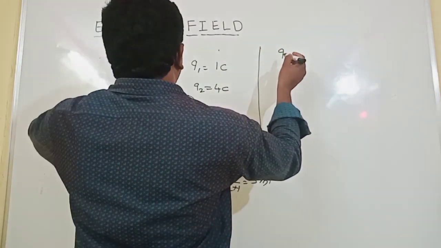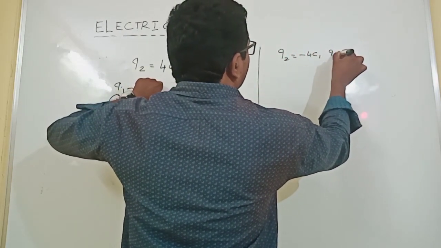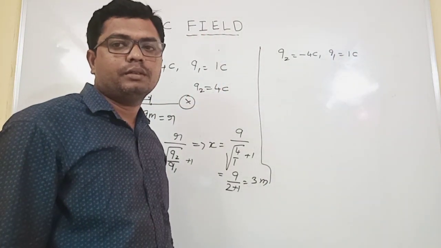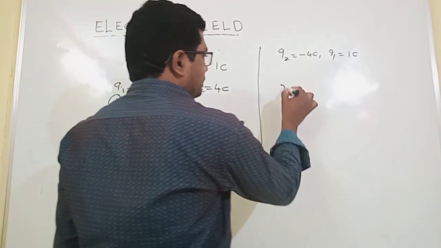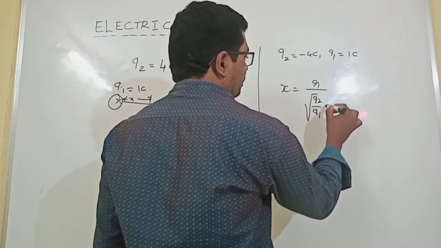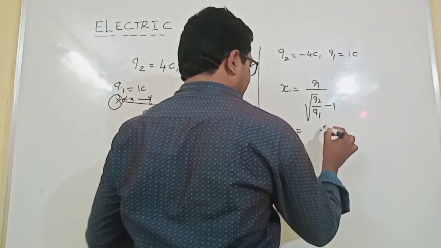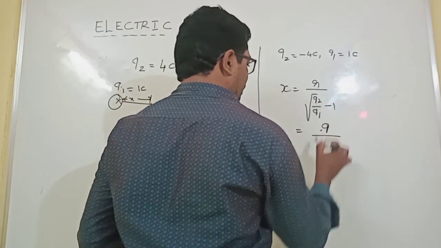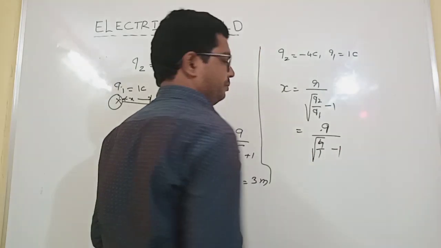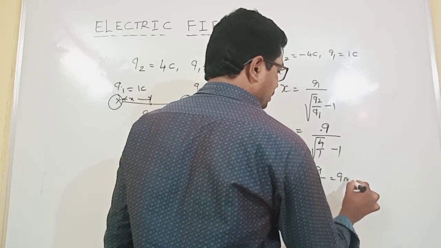Same, now Q2 is minus 4 coulombs, Q1 is 1 coulomb of charge. Where are you going to get the null point? x is equal to r divided by (root of Q2 by Q1 minus 1), because the charges are dissimilar. That means 9 divided by (root of 4 by 1 minus 1). We are going to get 9 divided by (2 minus 1), which is equal to 9 meters.